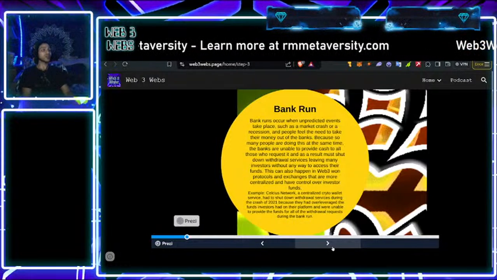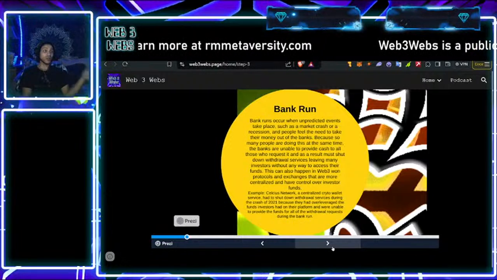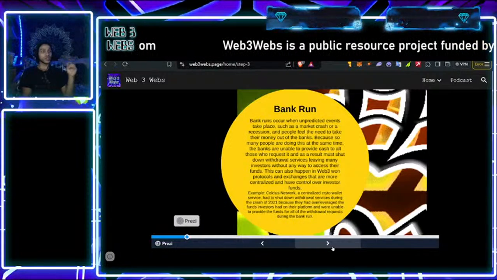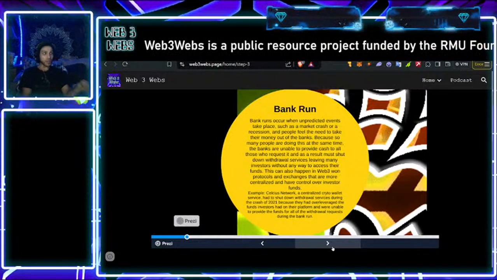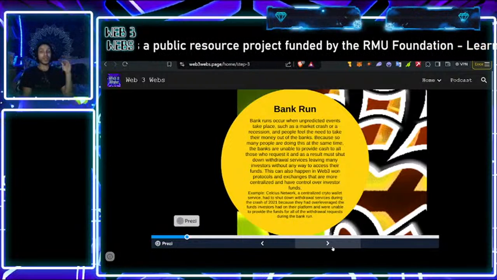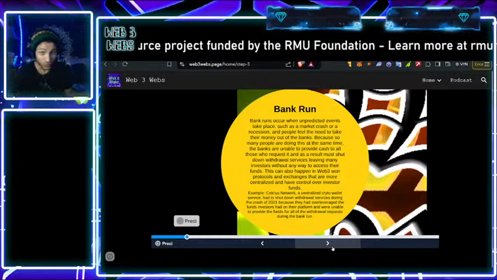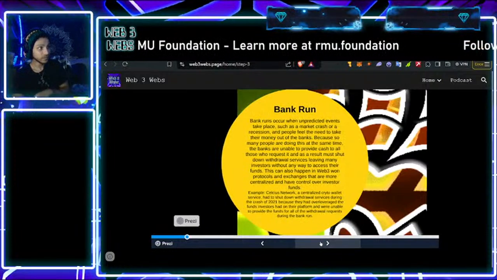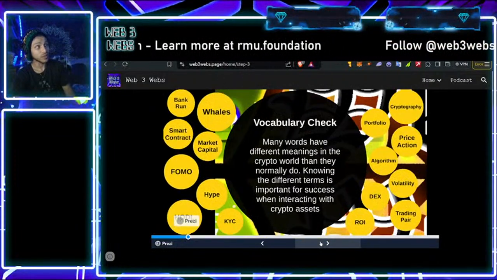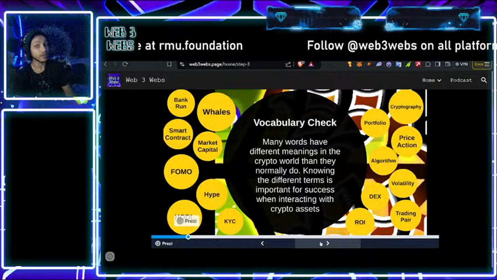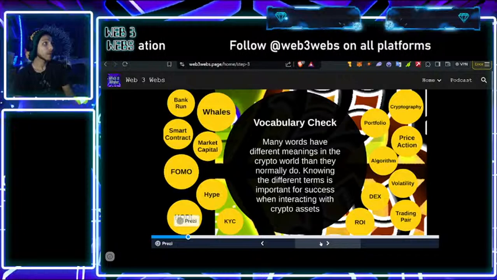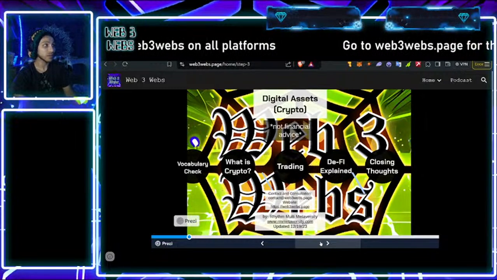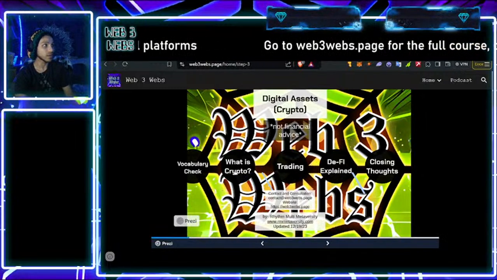Celsius network, a centralized crypto wallet service, had to shut down withdrawal services during the crash of 2021 because they had over-leveraged the funds investors had on their platform and were unable to provide the funds for all the withdrawal requests during the bank run. Huge. That was big. People were mad. I'm talking mad. Like, I saw a post about someone that had their life savings on Celsius and they lost it. And that's another thing about diversifying, right? We talk about not having all your eggs in one basket, having stuff in different places.